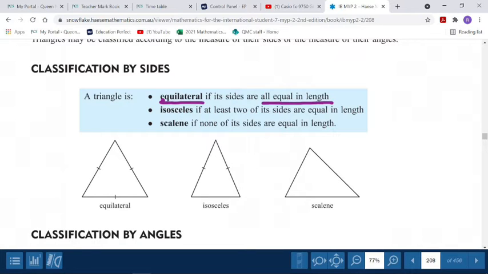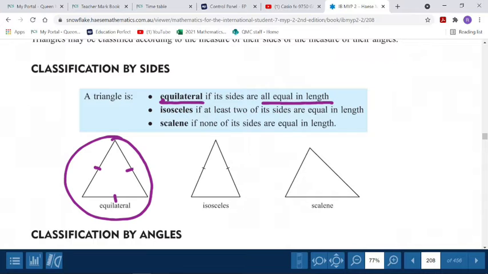So equilateral means all the sides are equal. And you see a diagram of that there. And notice they put the little hash marks across. That means that you know that those sides are all equal. Yes? We've used that notation before. Okay?